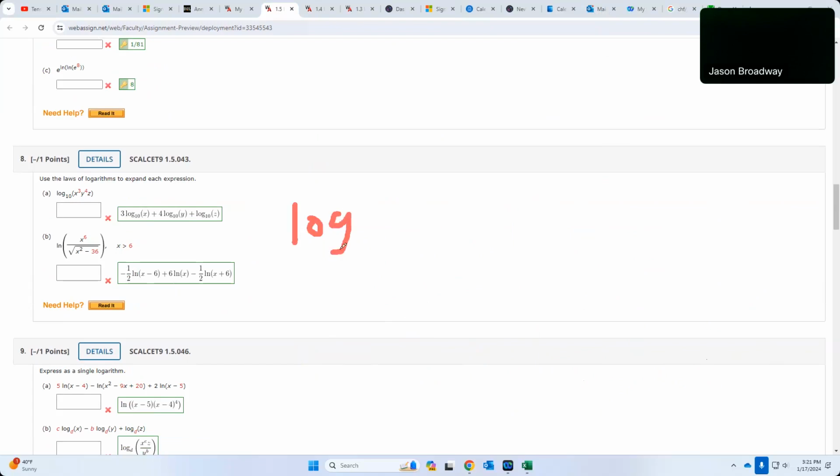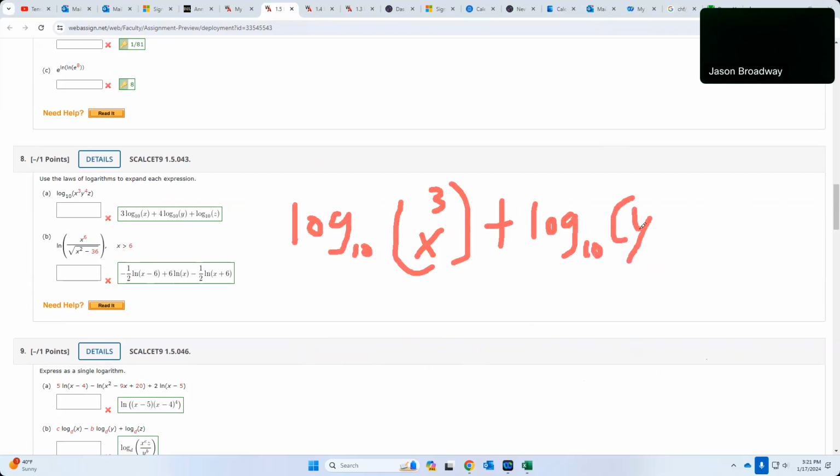So the log base 10, you bust this guy up first. So it's the log base 10 of x cubed plus the log, it's the same base, log base 10 of y to the 4th plus the log base 10. Your calculator log writes log base 10 is just log of z.